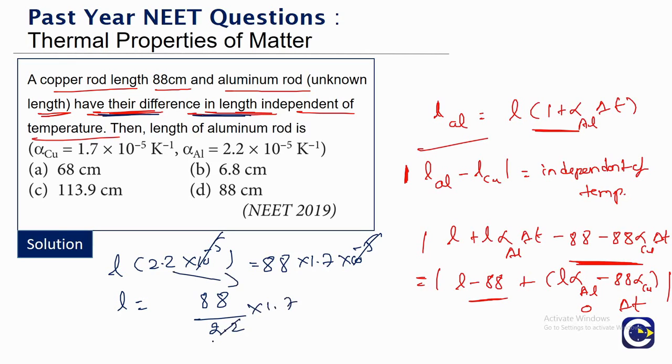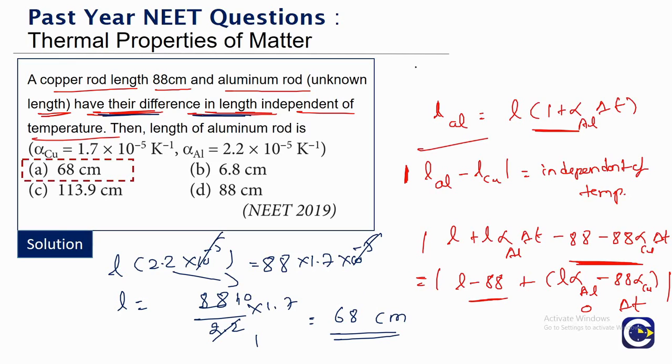So we can see here 2.2 ones and 2.2 40s. So this is like 40 into 1.7, that is 68. Unit is going to be centimeter, because the length of the copper is in centimeters, right? So length of aluminum also will be centimeter. So what is the answer for this question? It is option A.